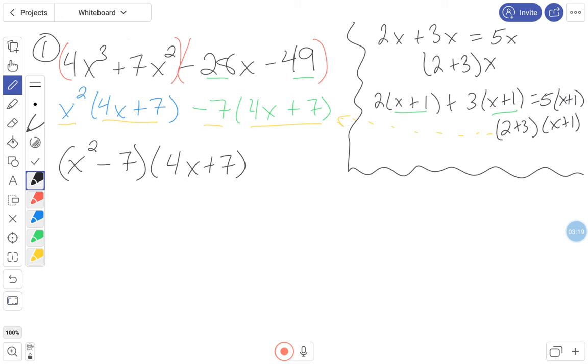I always get this question, Miss Barnum, what happened to the second 4x plus 7? Well, let me counter by asking you this. What happened to the second x right there? Or the second x plus 1 here? When you combine like terms, you're only having to write it once. So this is my final answer right here.